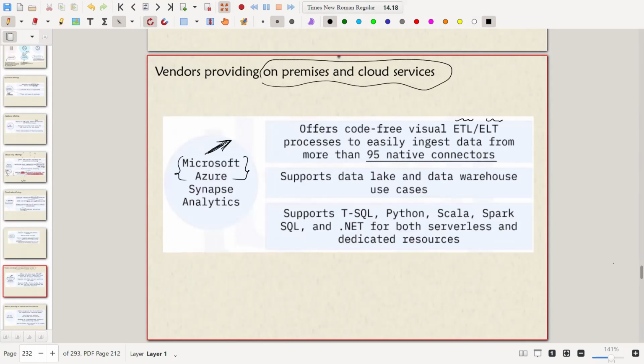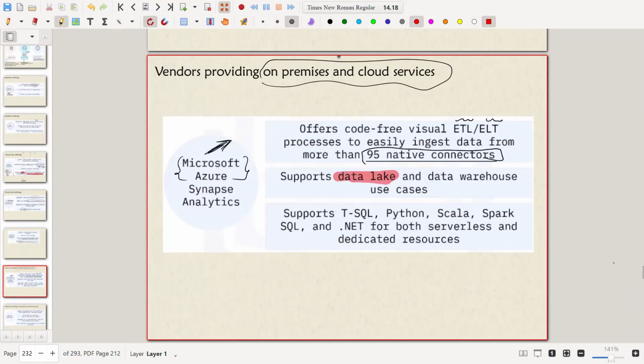So you can see, when I told you the data warehouse will take data from multiple data sources, this is what I mean. When I tell you that in a data warehouse we take data from multiple sources, right? You can see how it is taking data from 95 native connectors. So from 95 different sources, it can take data and connect to its data warehouse.